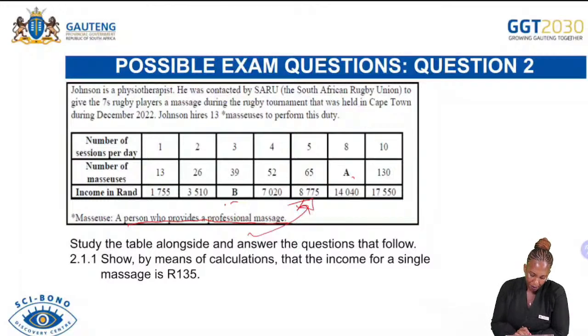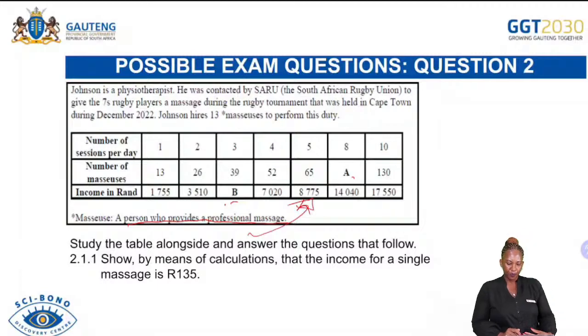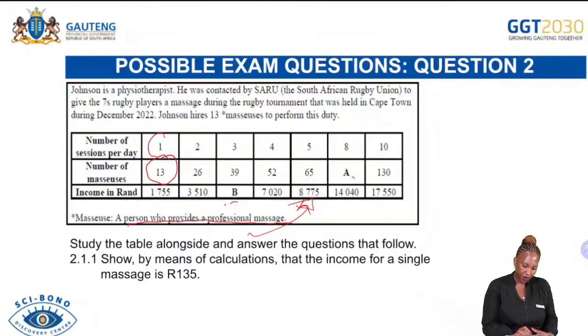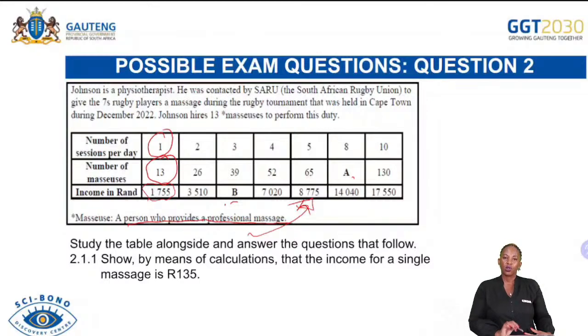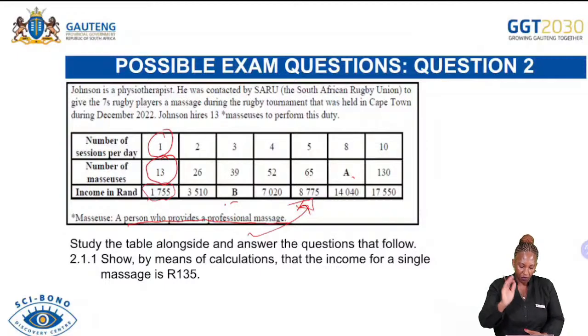Now it says, show by means of calculations that the income for a single massage is 135. Now we said, how many masseuse did John hire? 13. For how many sessions? For 1 session. And then how much is he going to get? 1,755. So now for us to know what is the price of 1 massage, it will be 1755.